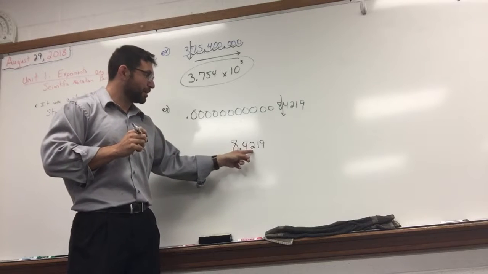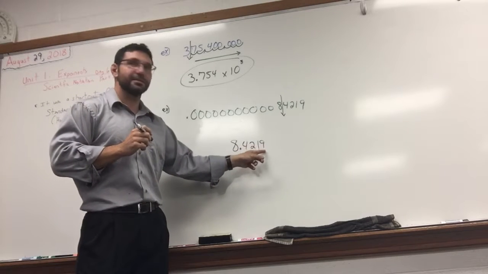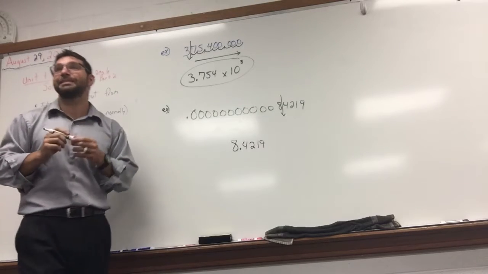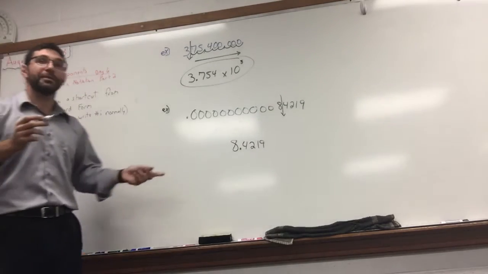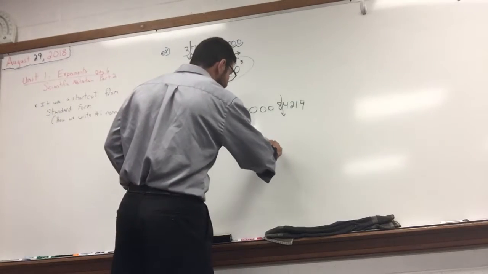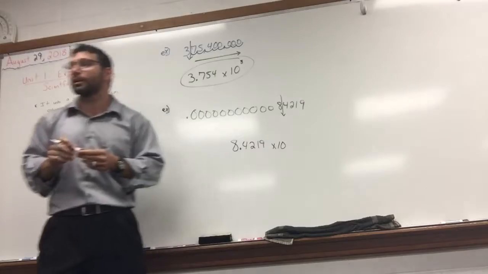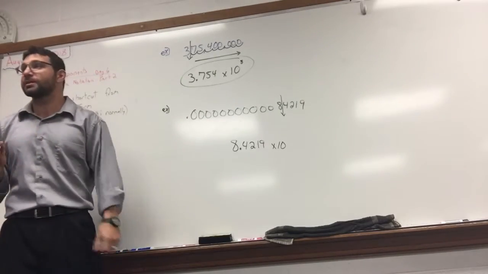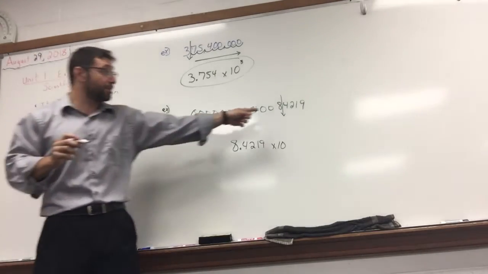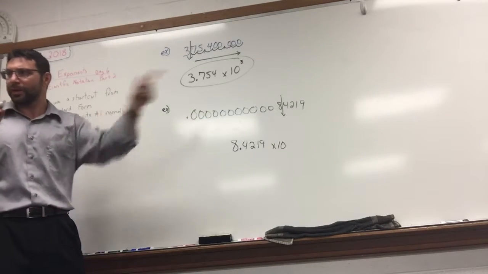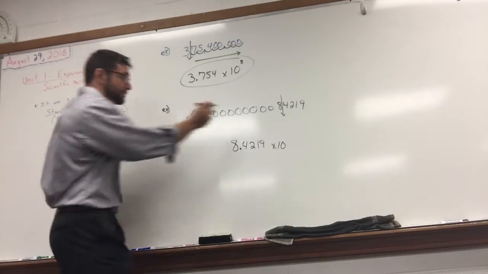4,219,000,000. So tenths, hundredths, thousandths, ten thousandths. So this is 4,219,000,000. Then we know the base is going to be times 10 to something. We start where our line is, and we work ourselves to the beginning of the number. The beginning of the number, in this case, is to which direction? Right or left? Left. To the left.